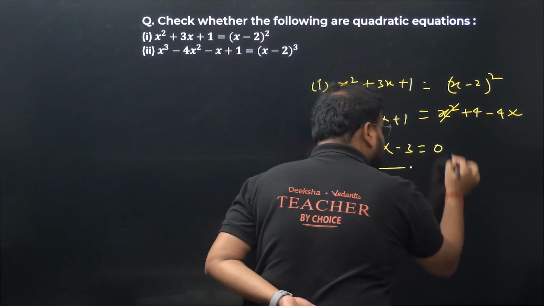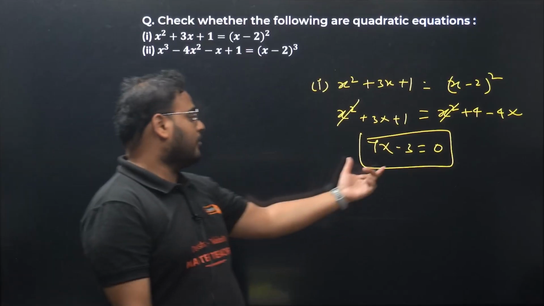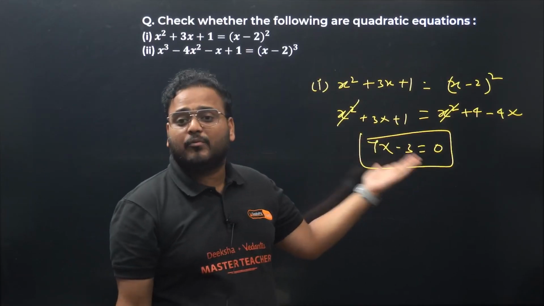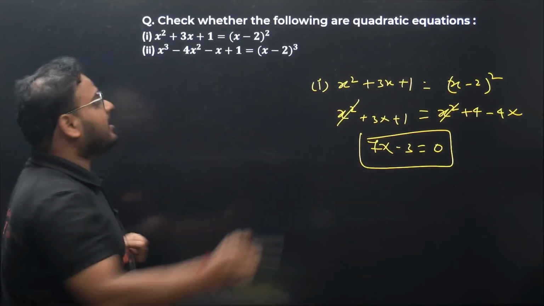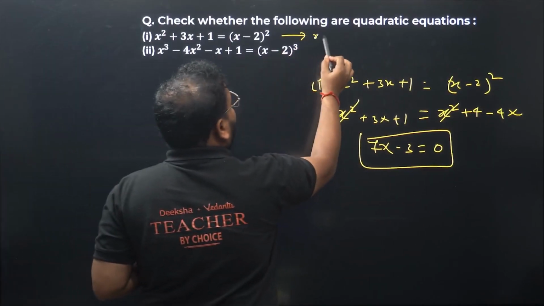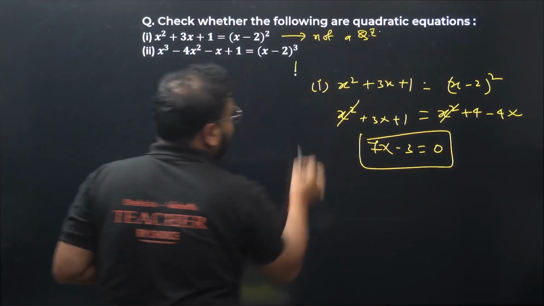Now tell me, is this a quadratic? Answer is no. Of course not, because we have only a linear term over here. There is no quadratic term. So the first one is not a quadratic equation, as simple as that.